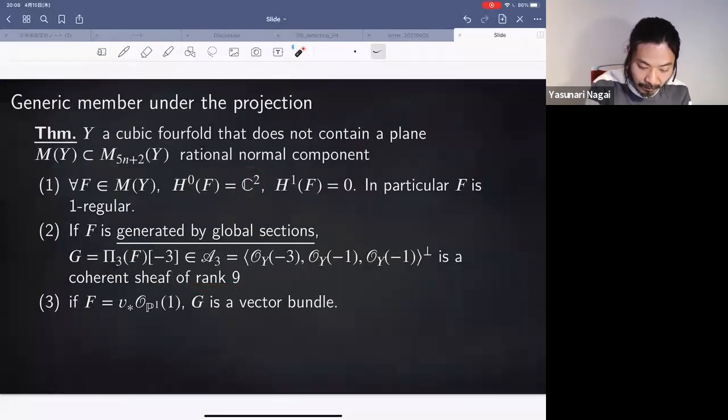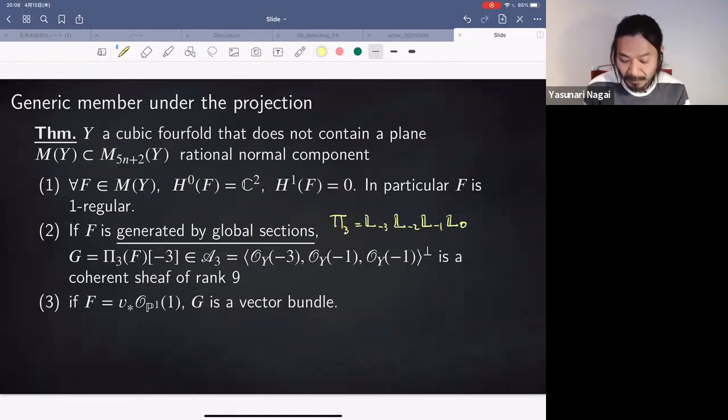So here I take pi 3 as L minus 3, L minus 2, L minus 1, L0. This is kind of an unusual functor to look at, but we just take this. I will explain a little bit why we do this. And of course, if our sheaf F is really generic, supported on a rational normal quintic curve, then this G is a vector bundle.